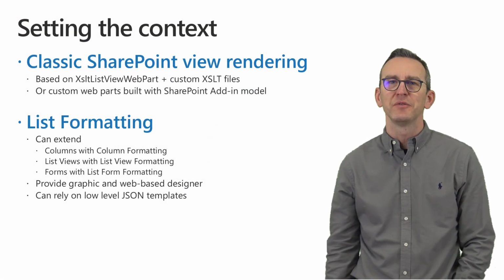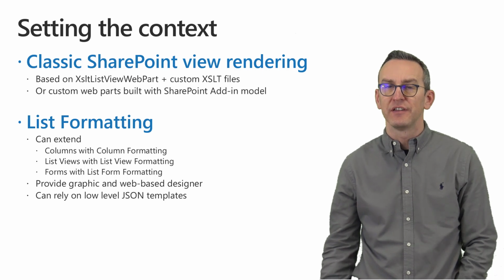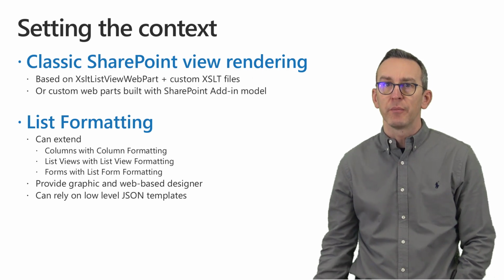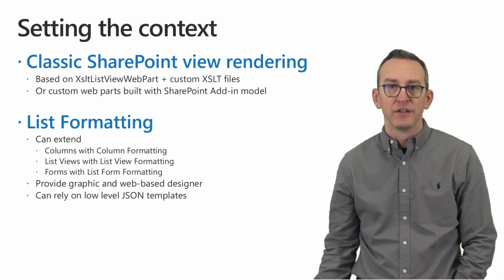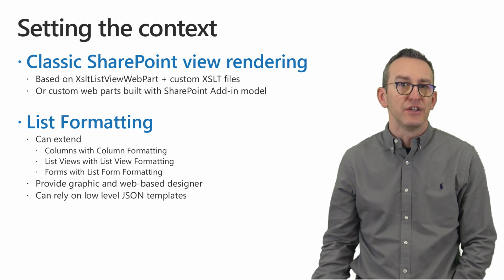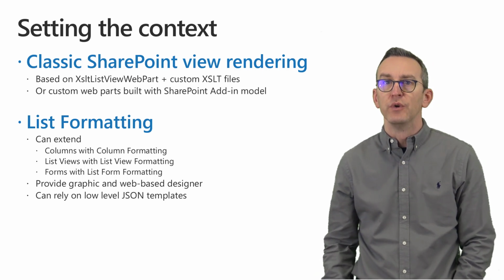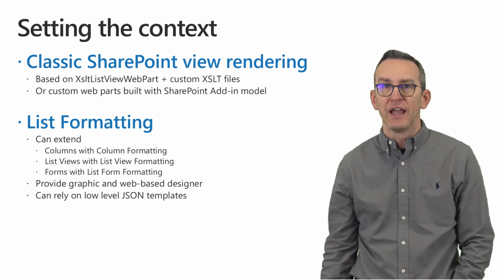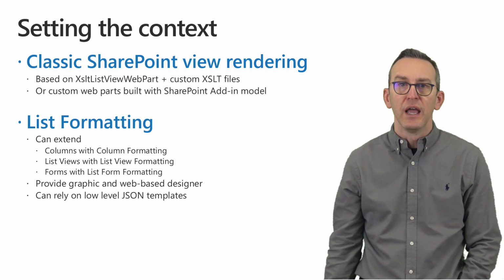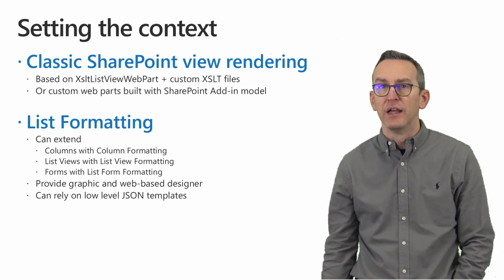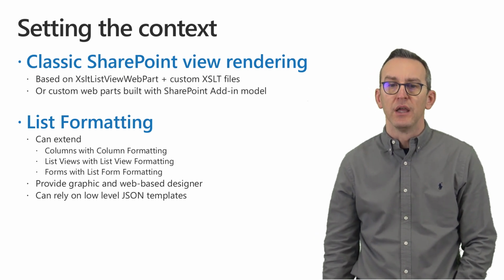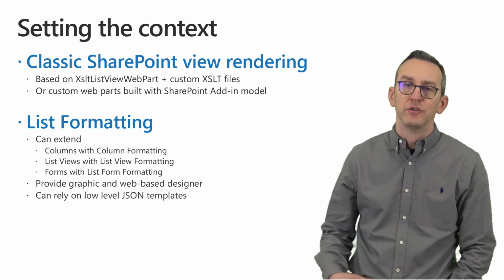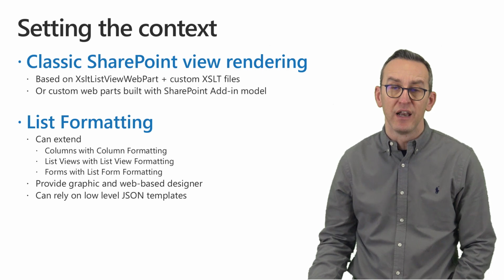Hi there, and welcome to this video about upgrading from XSLT custom template rendering in SharePoint Classic to the new SharePoint list formatting. Just to set the context, in the SharePoint Classic world we used to extend the rendering of lists and libraries using, for example, the XSLT list view web part and providing a custom XSLT file to do custom rendering of the UI. We also used to create custom web parts built with the SharePoint add-in model to do custom rendering of the UI of lists and libraries.